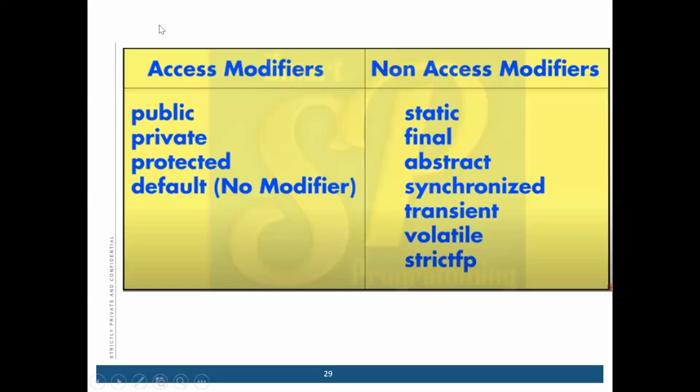Okay. So access modifiers we will learn now. Everyone knows about these access modifiers, right? Yeah. So there are 4 types of access modifier: public, private, protected, and default. Now we know about all these access modifiers. Now there is a non-access modifier. There is one non-access modifier.